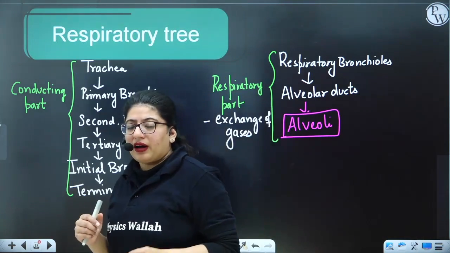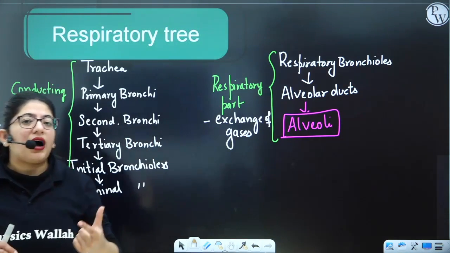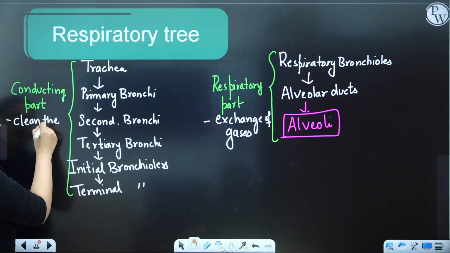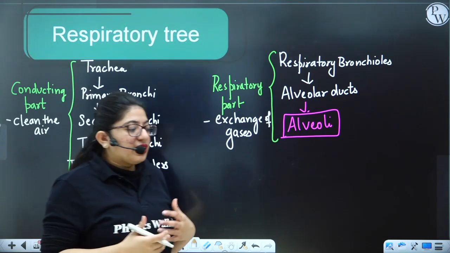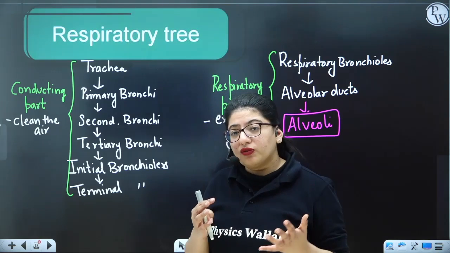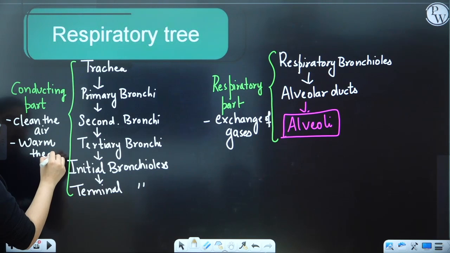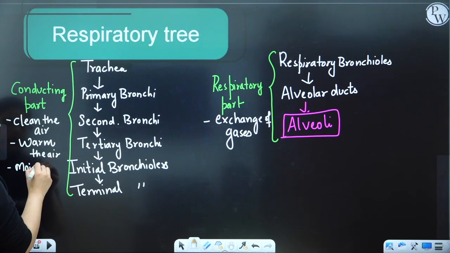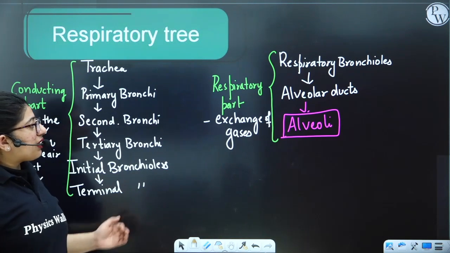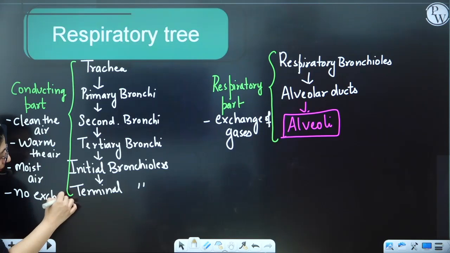If I talk about the conducting part, it starts from your nostrils to your terminal bronchioles. What is the function of this part? This part has a lot of things to do. It cleans the air because it has cilia, right? Trachea has cilia. Remember, we have done, there is ciliated epithelium in the trachea, and cilia will allow the particles to move out. It cleans the air, it warms the air, it moistens the air. So basically, the air conditioning is done by the conducting part, whereas the exchange of gases takes place in the respiratory part. There is no exchange of gases in conducting.